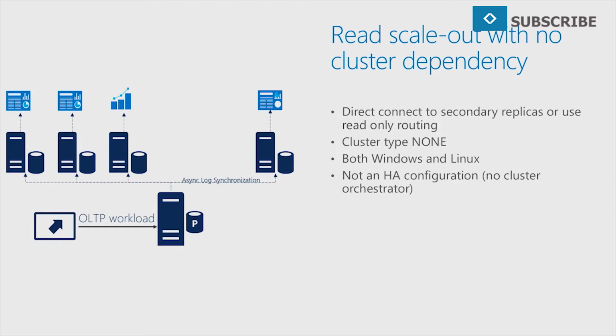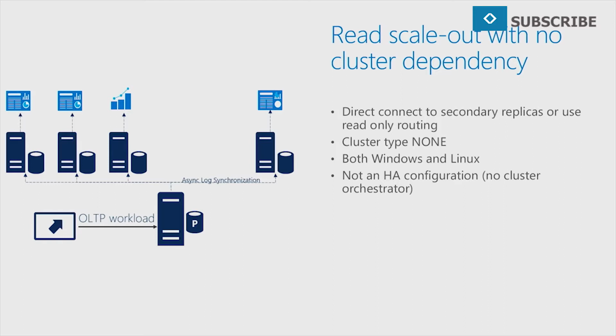So the client applications running analytics or reporting workloads can directly connect to the secondary databases, or the customer can set up a read-only routing list and connect to the primary that will forward the connection requests to each of the secondary replicas from the routing list in a round-robin fashion.